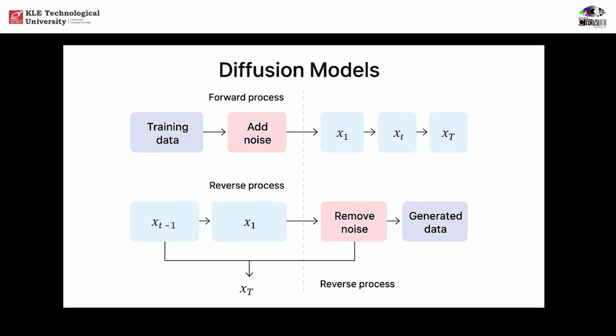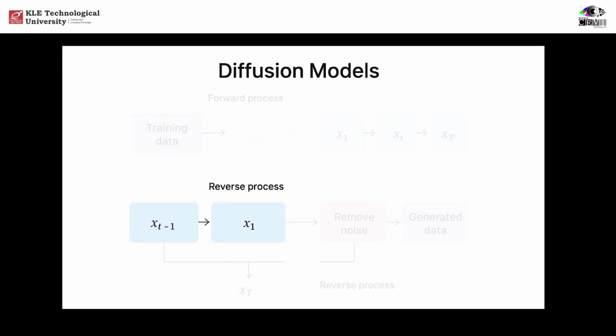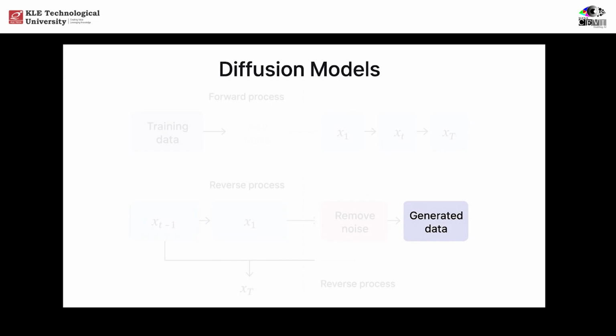So technically, the model's job is simple. Given a noisy image at time t, predict the noise that was added. Then, we can subtract that predicted noise and slowly move back to a clean image. Cool, right? This gradual denoising is the key to how diffusion models generate realistic images.